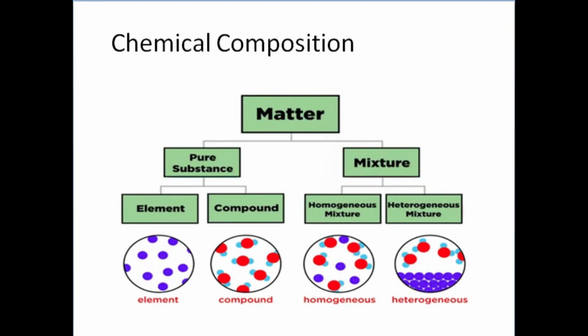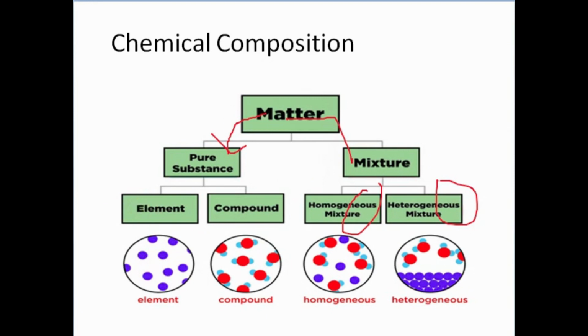Matter is classified into pure substances and mixtures. In pure substances we again have two classifications, elements and compounds, and in mixtures we have homogeneous and heterogeneous mixtures. Now these are the typical terms. I'll explain in detail what elements are and what compounds are.